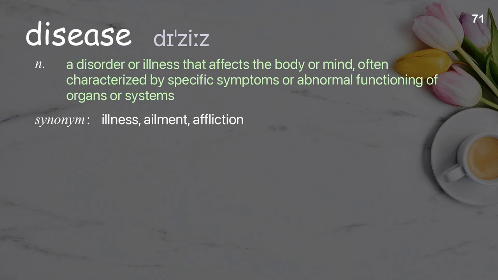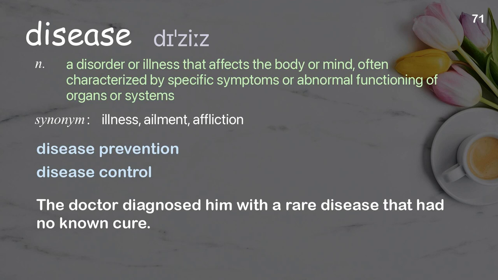Disease. A disorder or illness that affects the body or mind, often characterized by specific symptoms or abnormal functioning of organs or systems. Examples: disease prevention. Disease control. The doctor diagnosed him with a rare disease that had no known cure.